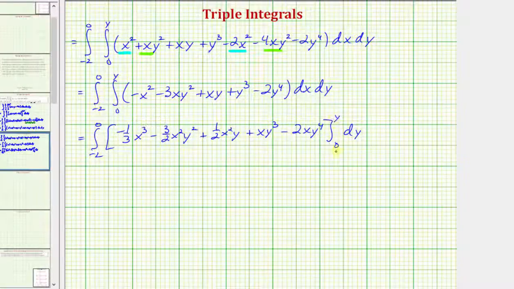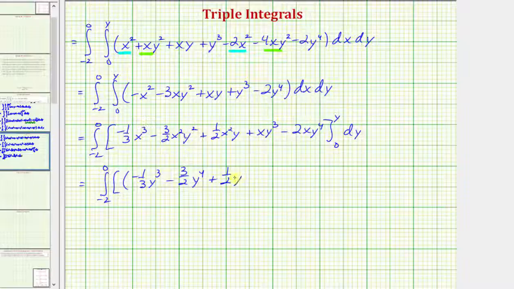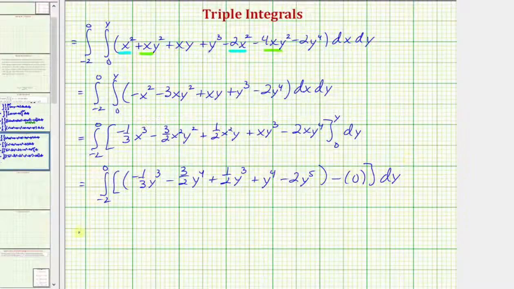And now we need to find big F of b minus big F of a by performing substitution for x. So when x is equal to y, we would have negative 1/3 y cubed minus 3/2 y to the fourth, plus 1/2 y to the third, plus y to the fourth, and finally minus 2 y to the fifth. And then when x is 0, notice all the terms contain a factor of 0, so we just have minus 0. And once again, we'll simplify the integrand function by combining like terms.